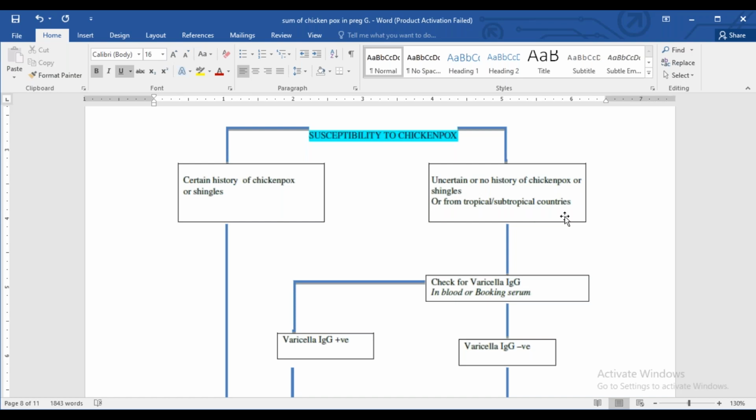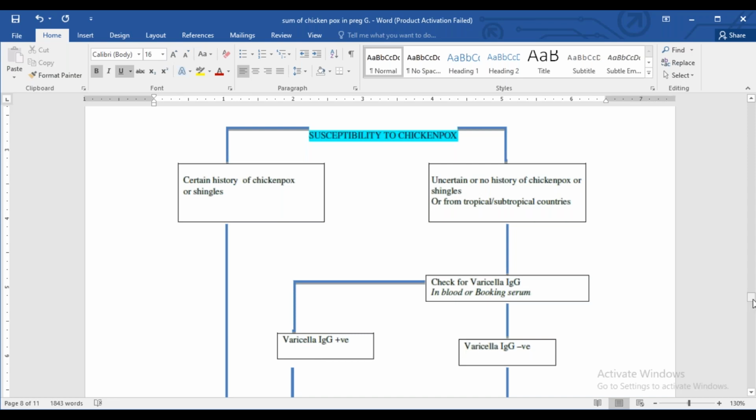Okay, or as stated, you can also take a blood sample from her. Booking serum is the stored one. In blood, you can take a blood sample from her, I think 24 to 48 hours after exposure. You can also check her blood to see if she has varicella antibodies or not. If she has antibodies, reassure.